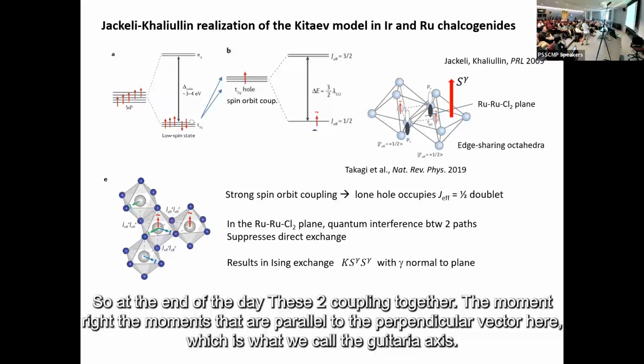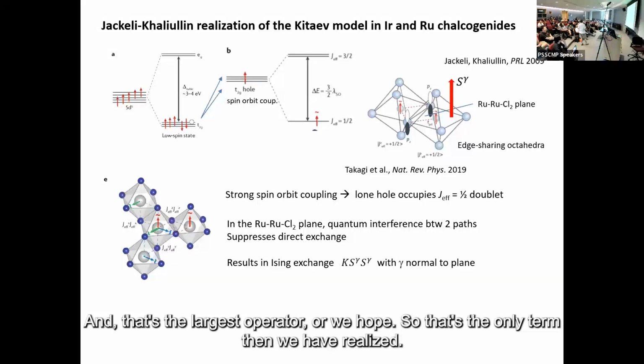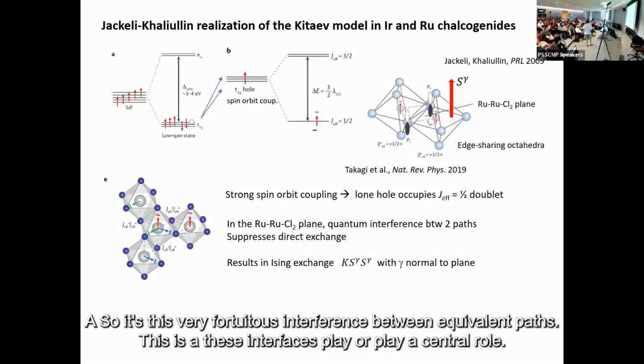The moments that are parallel to the perpendicular vector here, which is what we call the Kitaev axis. And that's the largest coupling term, or we hope. So if that's the only term, then we have realized the Kitaev model. Right? So it's this very fortuitous interference between equivalent paths. This is similar physics to Kagome flat bands, right? These interferences play a central role.